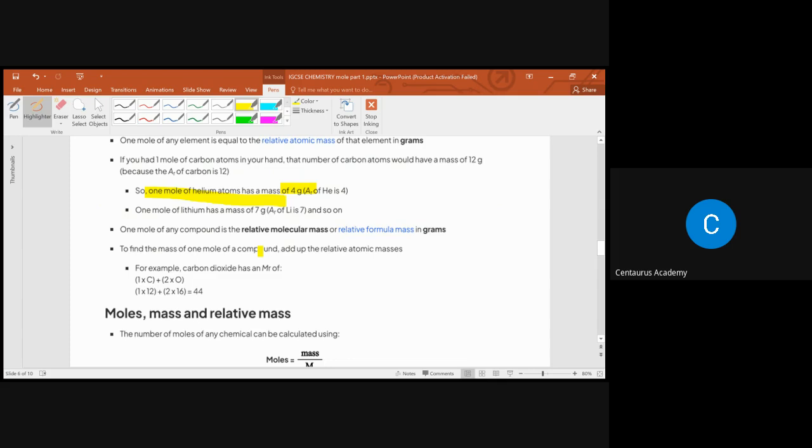And there is one more formula to calculate the amount of moles by using the relative molecular masses or relative masses and the mass. That is, moles is equal to mass over Mr or Ar.